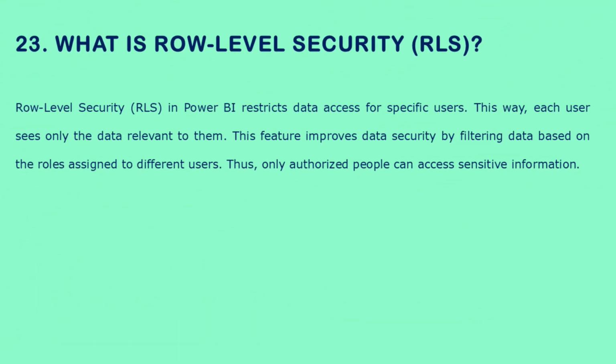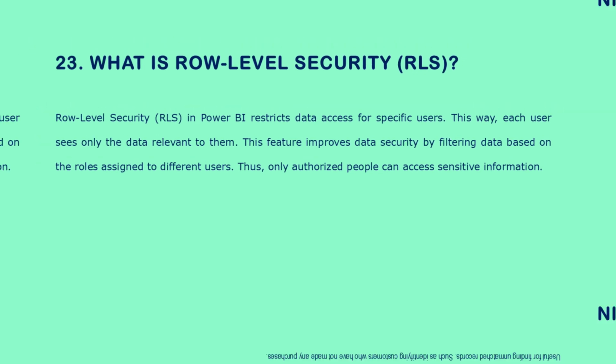What is row-level security, RLS? Row-level security, RLS, in Power BI restricts data access for specific users. This way, each user sees only the data relevant to them. This feature improves data security by filtering data based on the roles assigned to different users. Thus, only authorized people can access sensitive information.